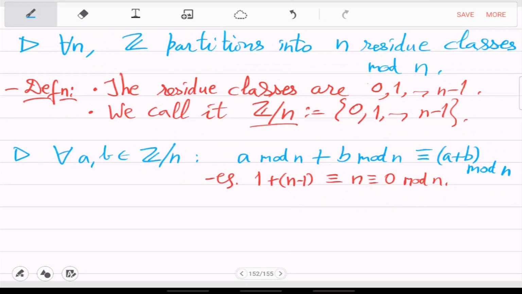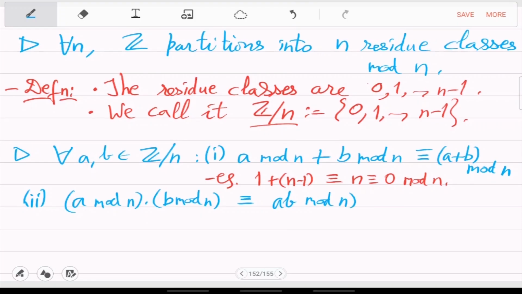And similarly, minus 1, for example, is not in the set, but it has a representative which is n minus 1, and so on. So which means multiplication is also fine. So you have this first property, and the second property is a mod n times b mod n is ab mod n. So which now allows also multiplication.